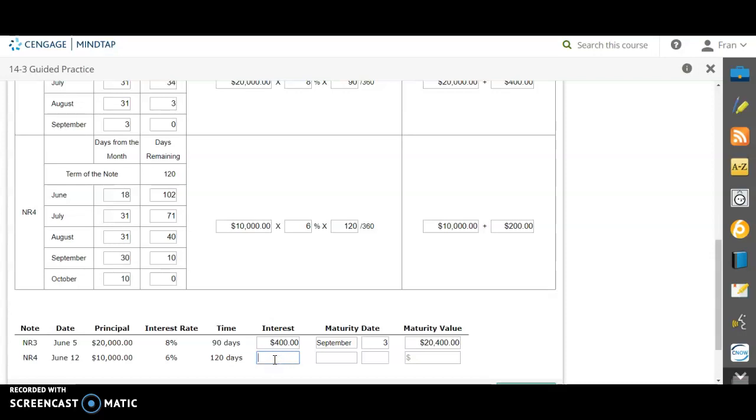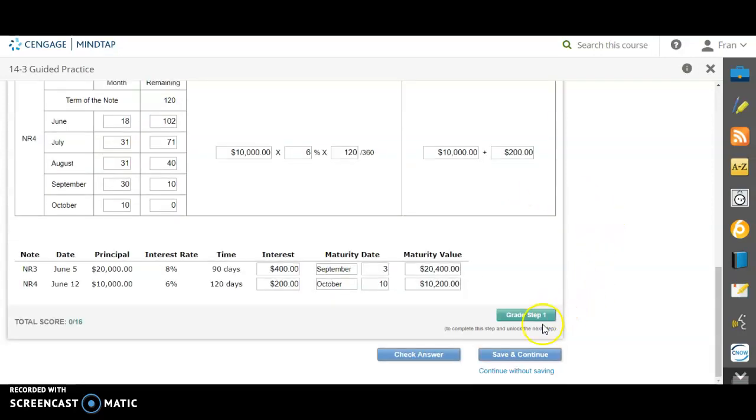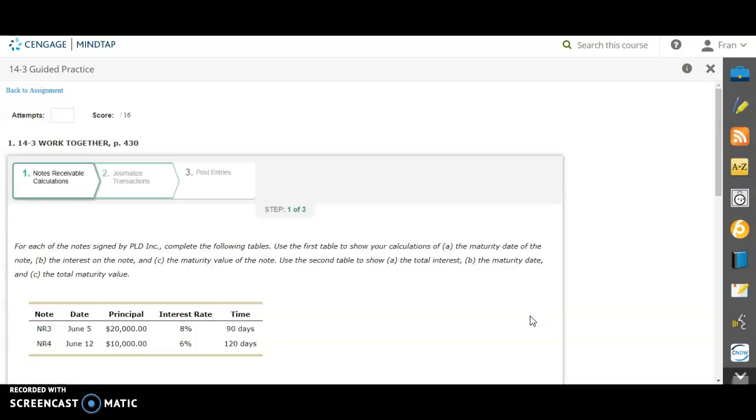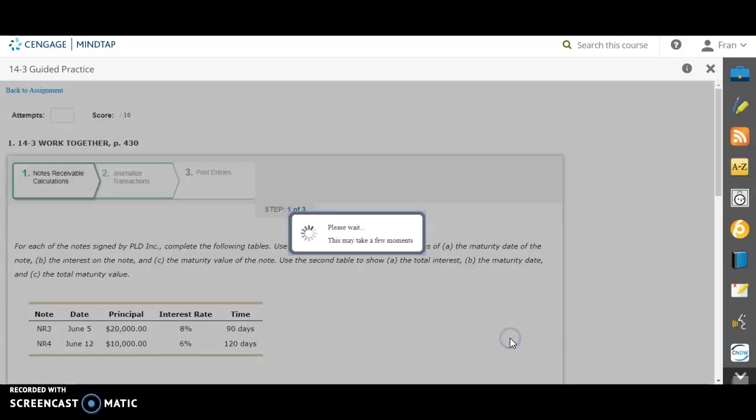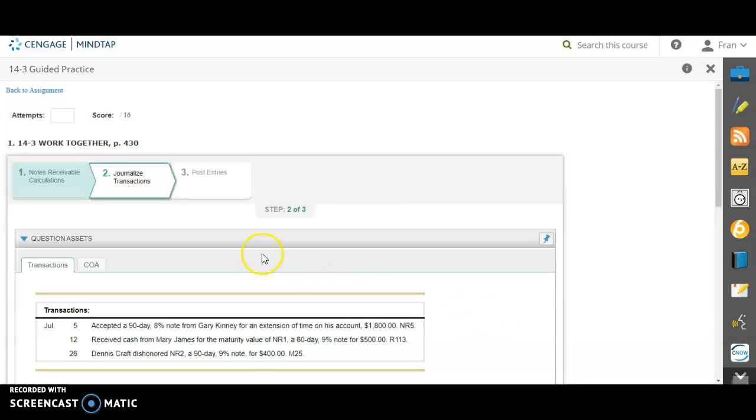The interest on that was $200. October 10th is the due date. And our principal plus our interest is our maturity value, so that's $10,200. Alrighty, I'll grade that step. Everything's good. We will go on to the next step.